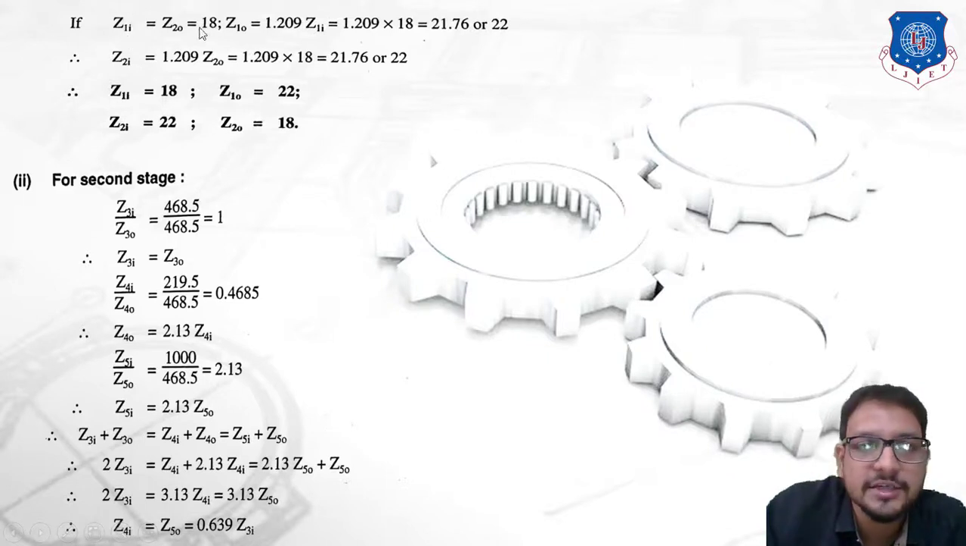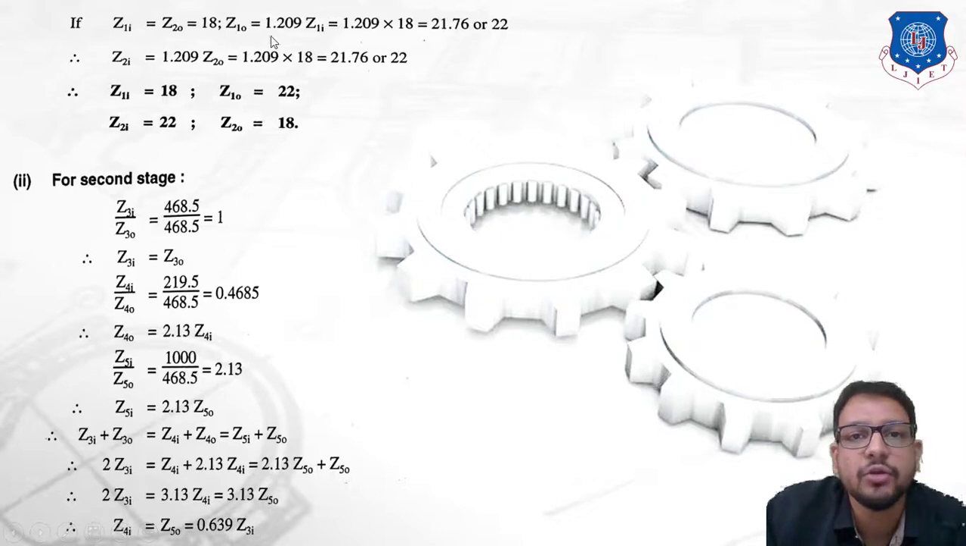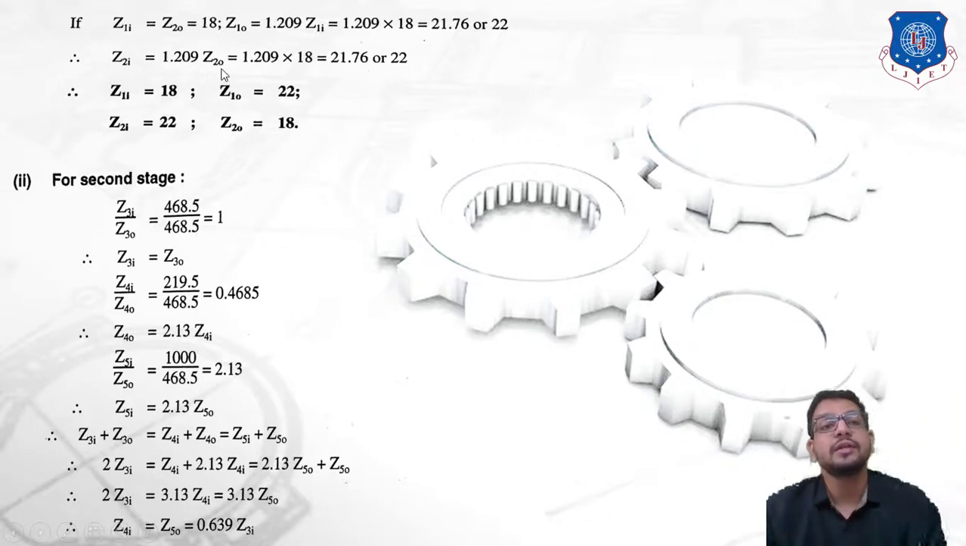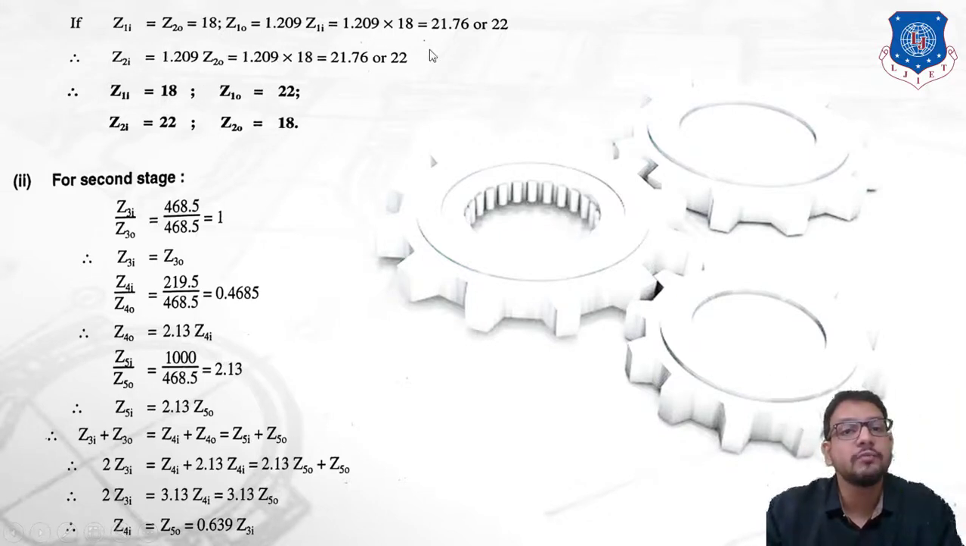So we would say Z1I is equal to 18, Z2O is equal to 18, and even we have determined Z1O. How much? 22. Similarly, can I say Z2I can be found out? That is, our equation is 1.209 into Z2O. So it is going to come 22.